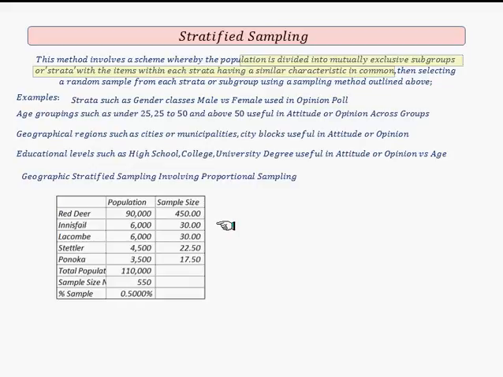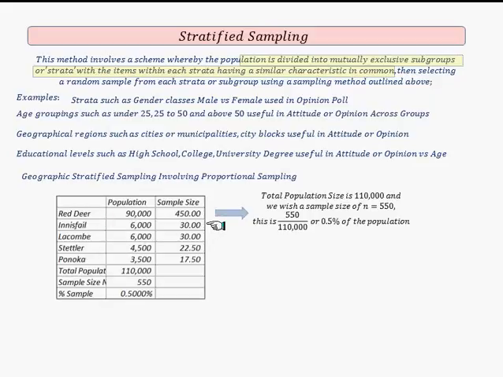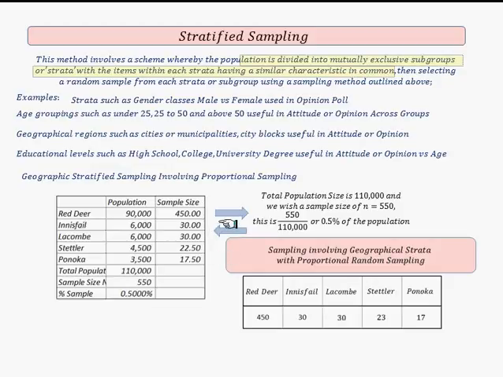And at the bottom here we have a geographical stratified sampling. We have the cities involved here, and we're suggesting that to do this appropriately we need to use proportional sampling, that is to say we have a population size of 110,000. We wish a sample size of 550. We take that ratio, which is 0.5% of the strata here. So we take 0.5% of 90,000 and so on, and we have here a proportional sample. In this respect, each individual has the same chance or probability of being selected as any other.